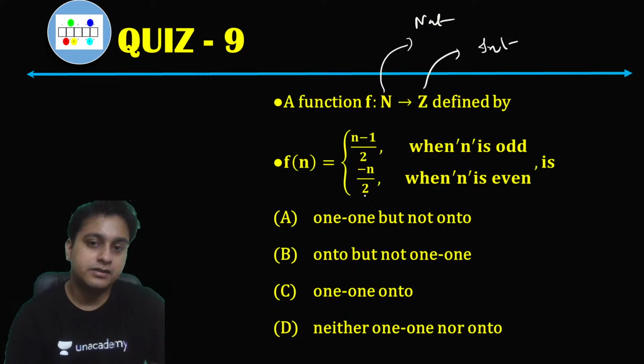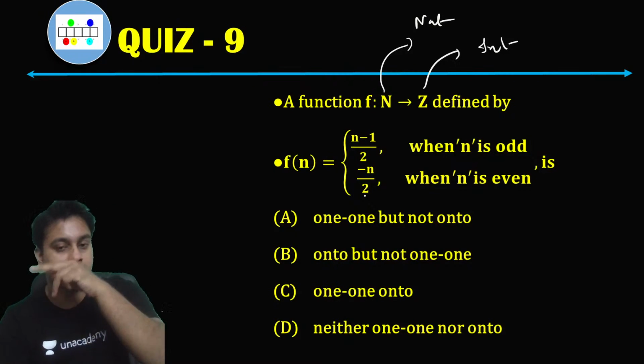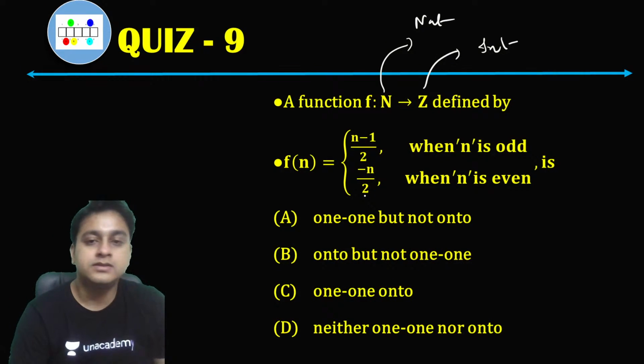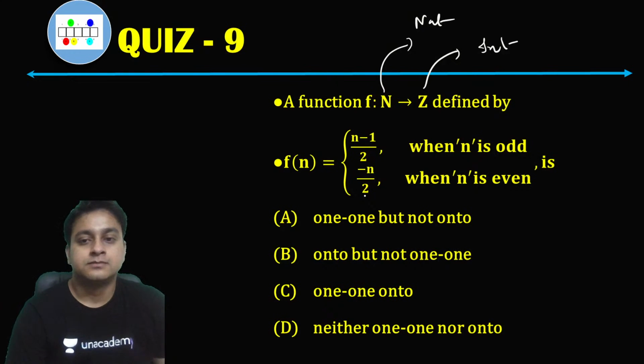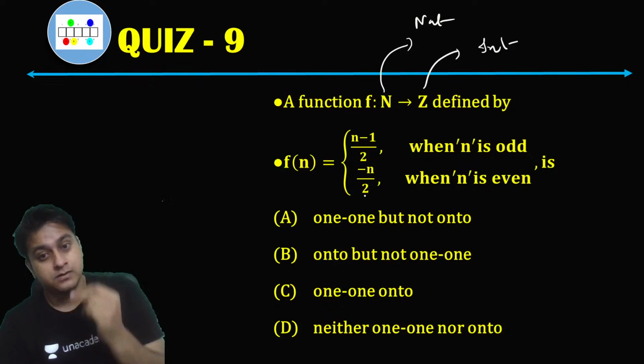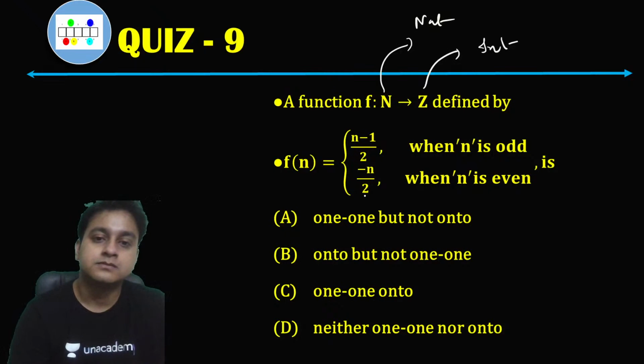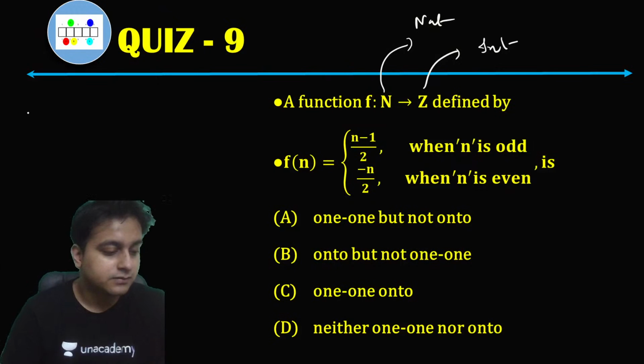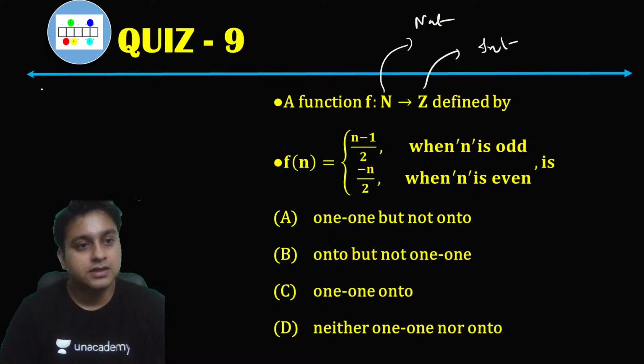A function N to Z defined by this. Tell me, guys. Check, putting values one by one. That's it. Put n equals 1. Lokesh is saying C. That's great. Let's put n equal to 1.